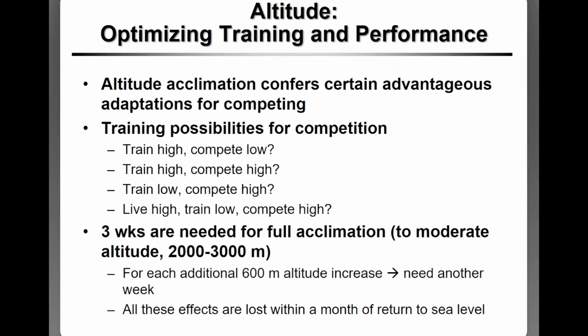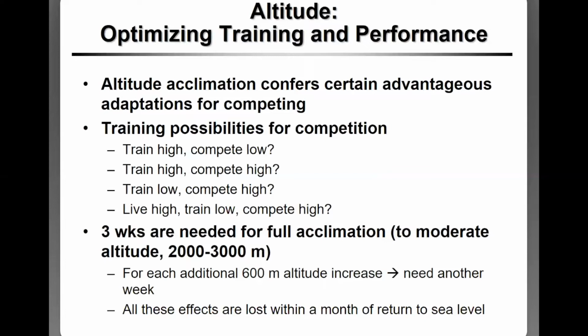So many competitors and coaches try to find that combination of training, or try to find that training regimen that would give their athletes that extra edge. So there's a combination of things that have been tried: train high and then compete low, train high to gain those benefits and adaptations to altitude and then compete high, and then train low and then compete high. So different variations have been studied.